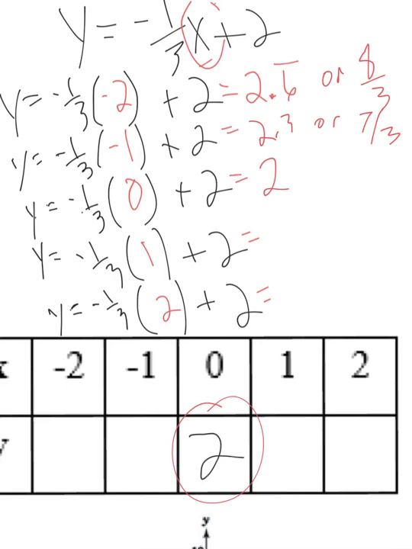This one is going to be 5/3, or 1.6 continued. And then this one's going to be 4/3, or 1.3 continuous.